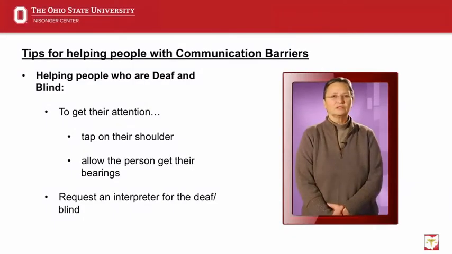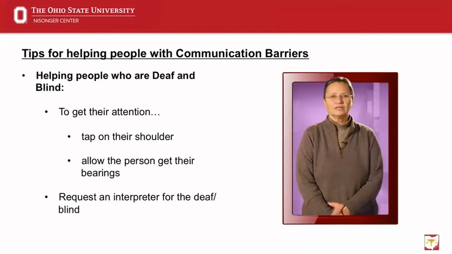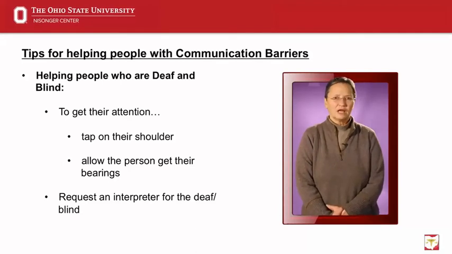If an individual is deaf and also is blind or has a visual impairment, to get their attention, you can tap on their shoulder and then step back and allow the person some time to get their bearings. There are special interpreters available to help you communicate with deaf-blind individuals.